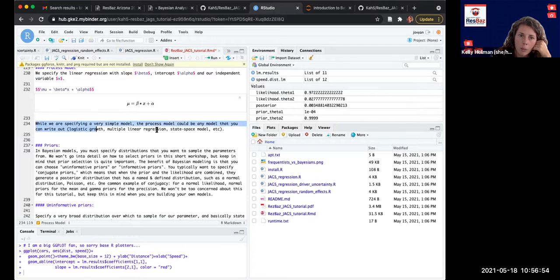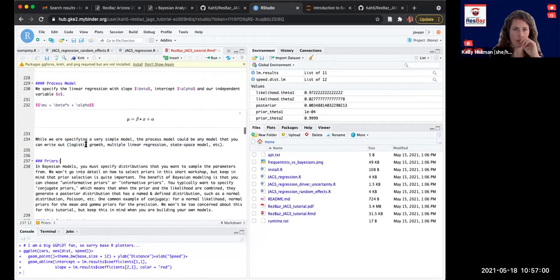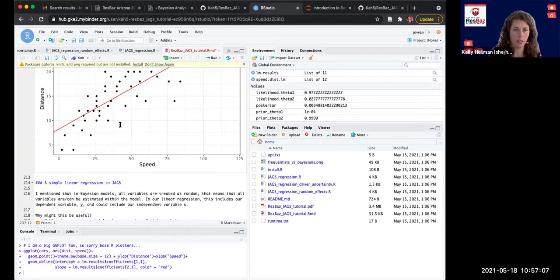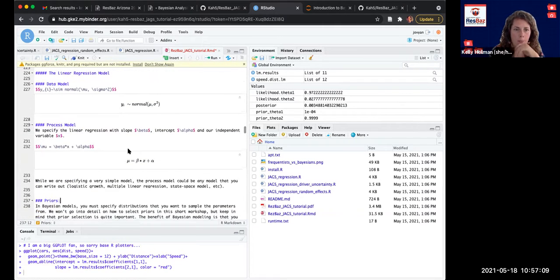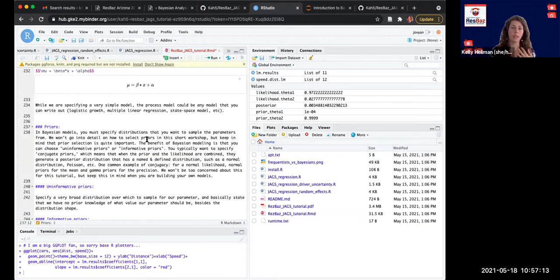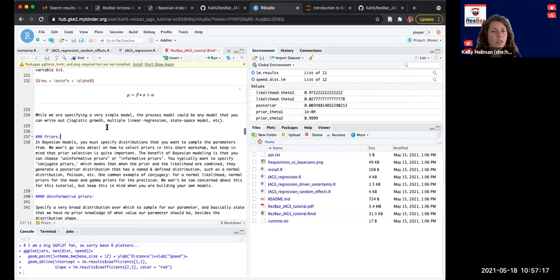But I want to point out that the process model could really be any model that you can write out. Here we have a data model for our data y, which is distance in this case, and x would be speed. And then we have to specify a prior distribution or a prior probability.